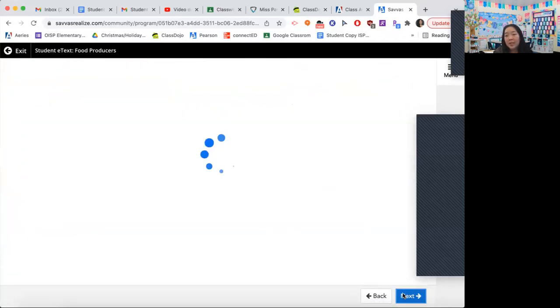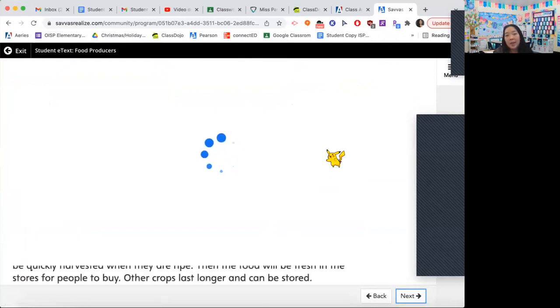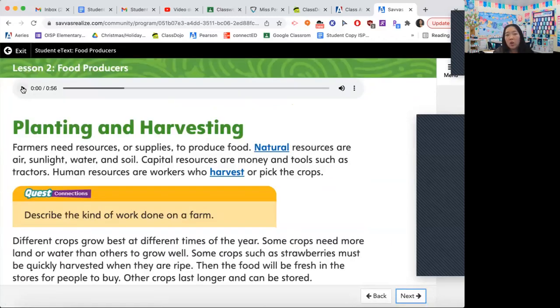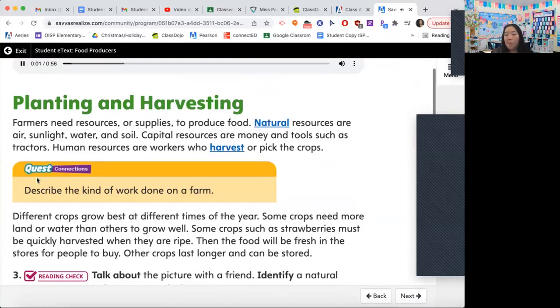All right, let's go ahead and go to the next page. Planting and harvesting. Farmers need resources or supplies to produce food. Natural resources are air, sunlight, water, and soil. Capital resources are money and tools such as tractors. Human resources are workers who harvest or pick the crops.